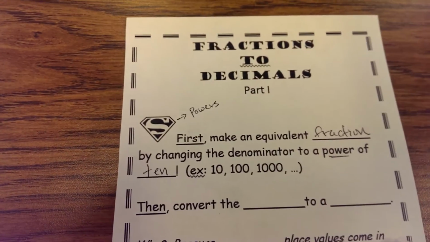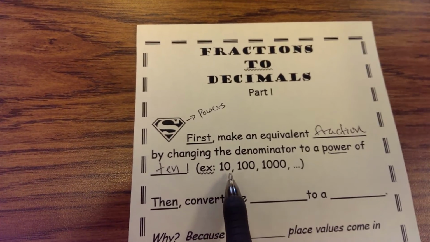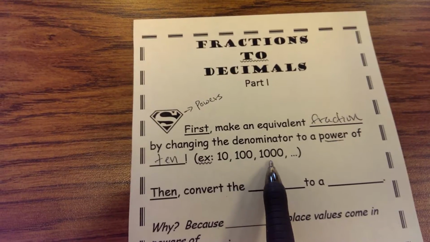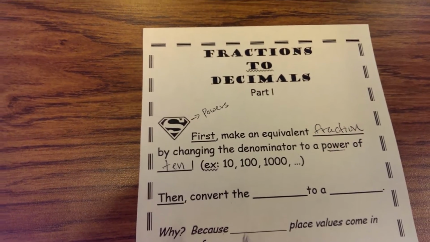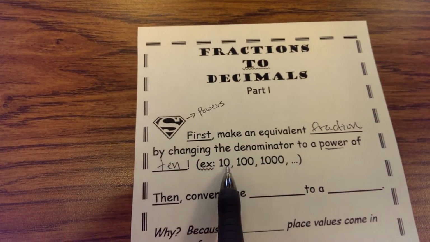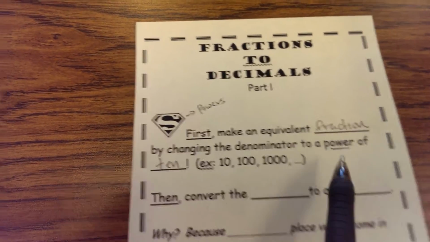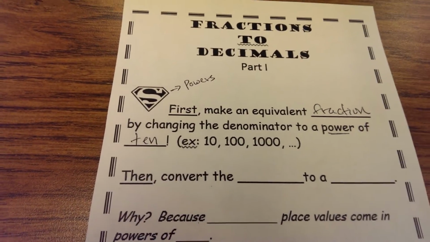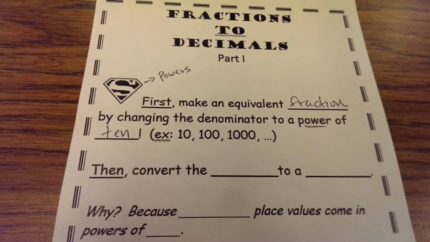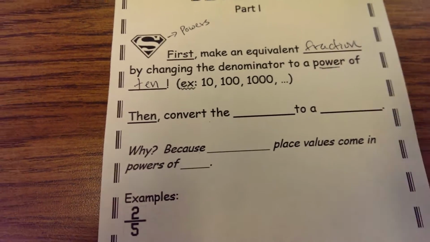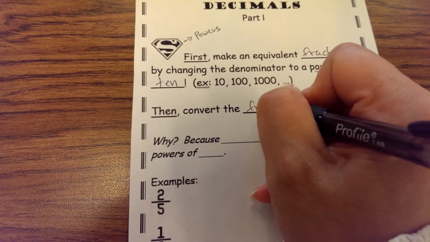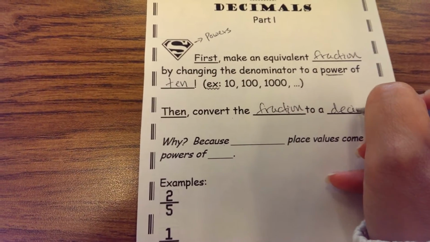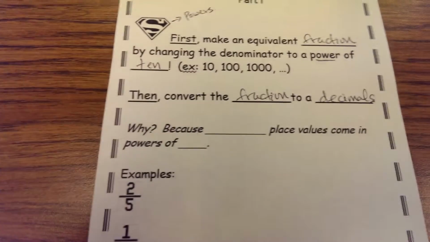Now, the powers of 10 are 10 to the first power, which is 10, 10 to the second power, which is 100, 10 to the third power, which is 1,000, right? So these are the powers of 10: 10, 100, 1,000, and it keeps going, 10,000, 100,000, millions. So you change the denominator into a power of 10. Okay, then you convert the fraction to a decimal because decimals come in powers of 10.